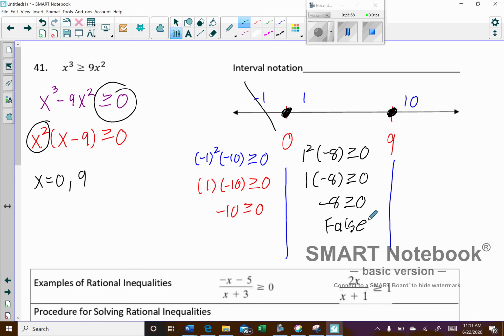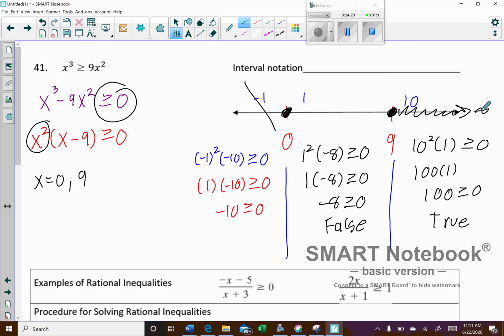Okay, now let's try 10. 10 squared. 10 minus 9 is 1. Is that greater than or equal to 0? That looks like it will be, because we'll get 100 times 1. 100 is greater than or equal to 0, so that one will be true. So we'll want to shade out on that interval all the way to infinity.